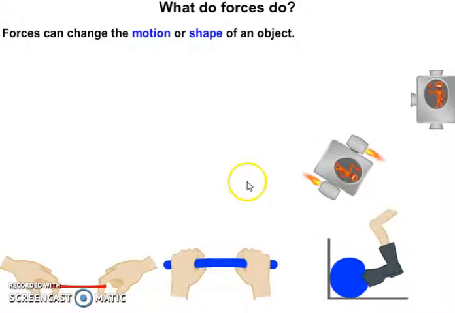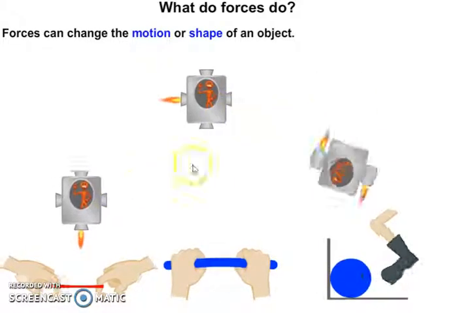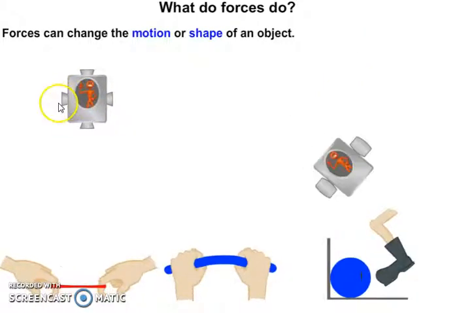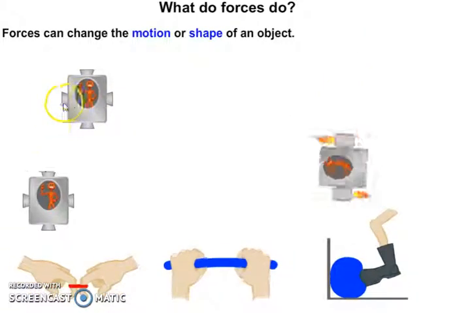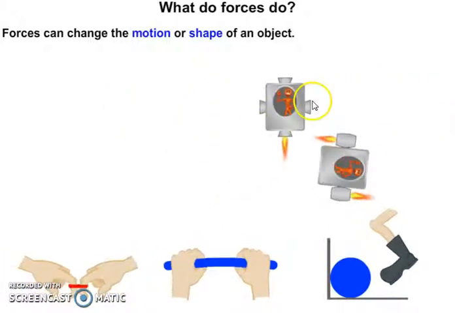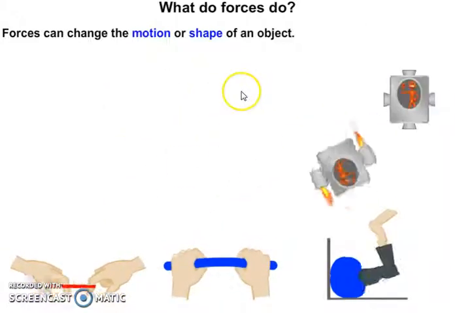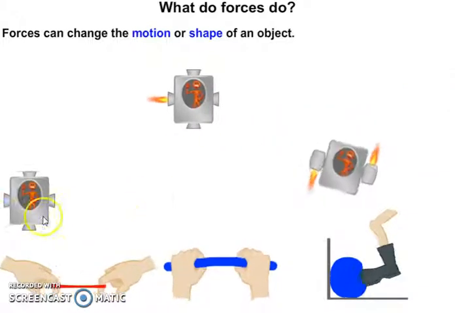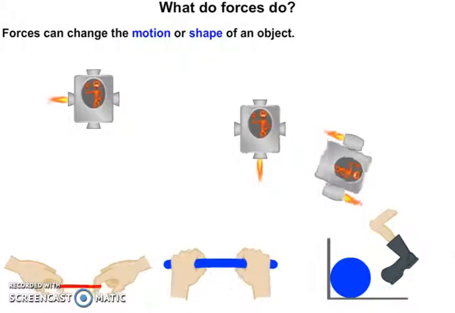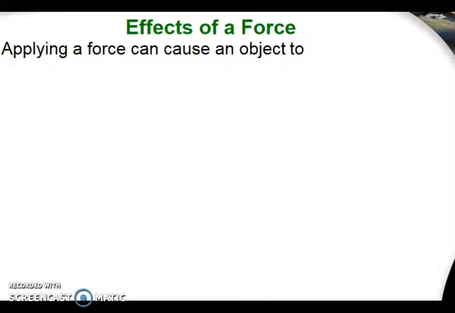So you can see for the motion, if I apply a force, I can cause a rocket to slow down, or if I apply it again, you can see it will start to move faster. So basically, it will start to accelerate, decelerate, and this one here, you can see it starts to change direction. You can see it starts to go up over here.